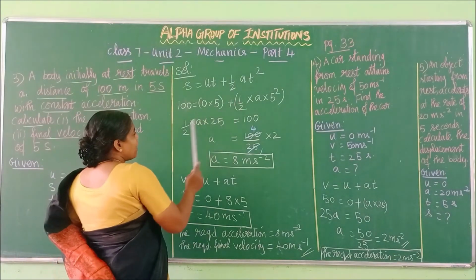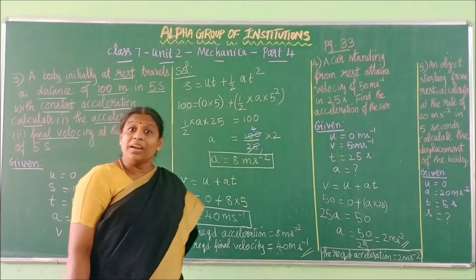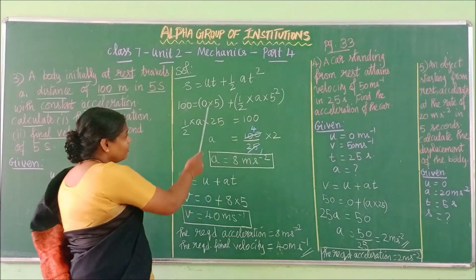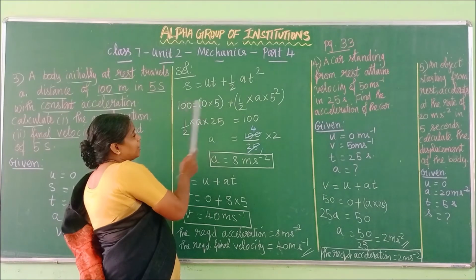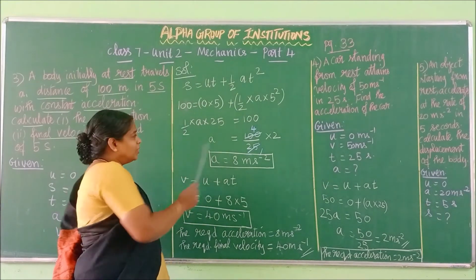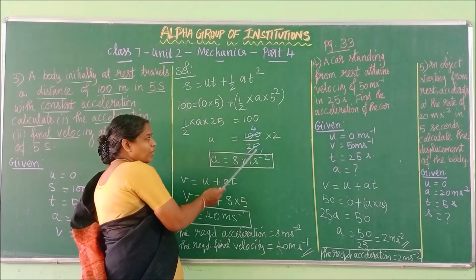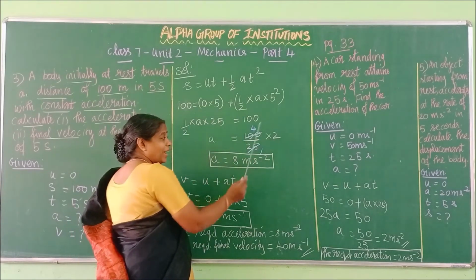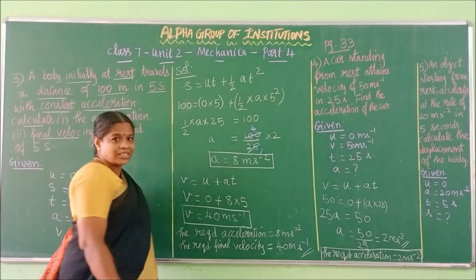Right? So now here half a 5 square is 25. 5 square means what? 5 into 5. So 0 into 5 will become 0. That's why I have left it. So this 100 will come here. From this we need a alone. So 100 I have written. 25 in multiplication will come down as division, and 2 which is in the denominator in division will go as multiplication. So now 25 and 100 will get cancelled.